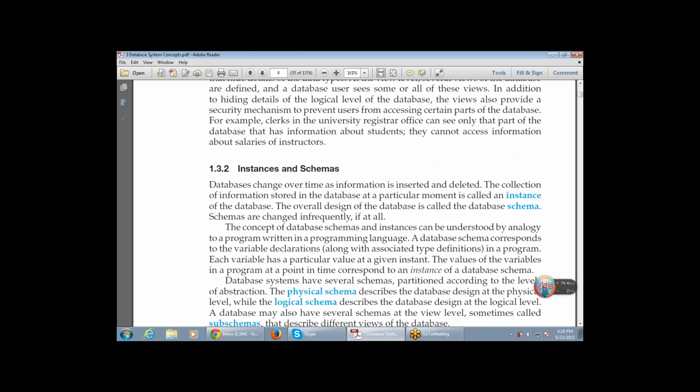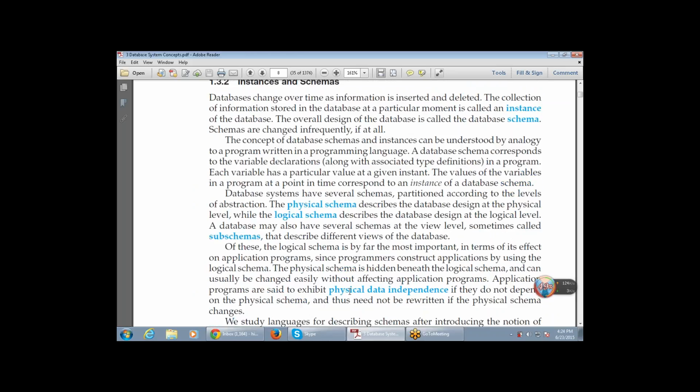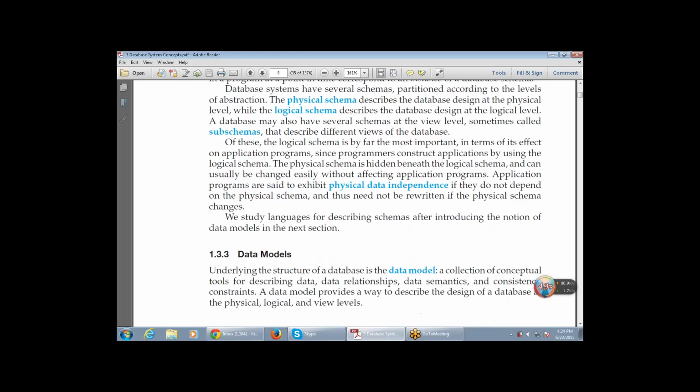Then we have studied instances and schemas. Instance means the collection of data in a database at a particular moment. And the overall design of the database is known as the database schema, that is how the database will be designed.